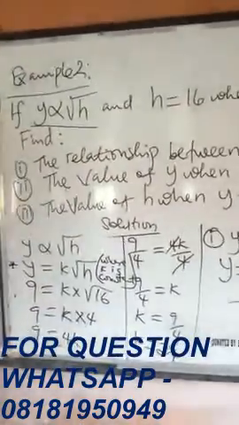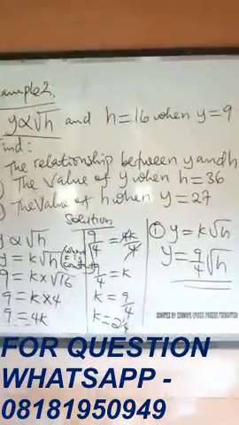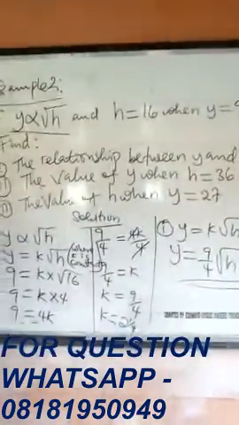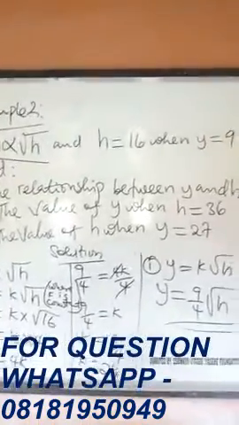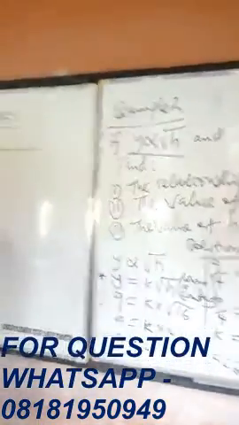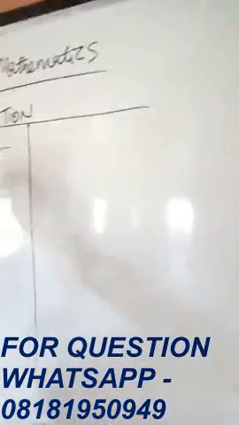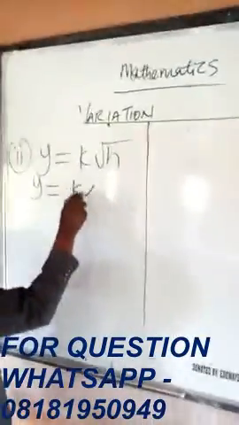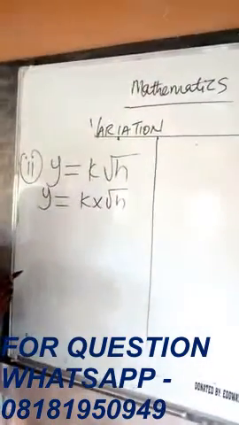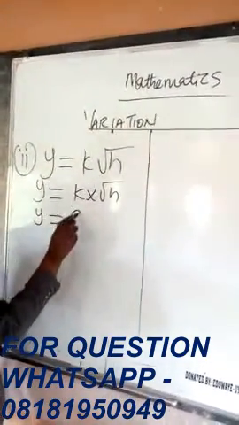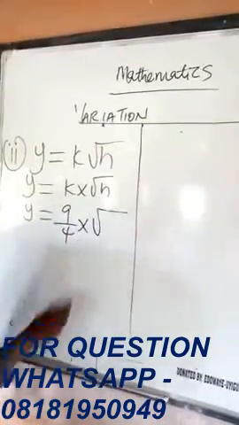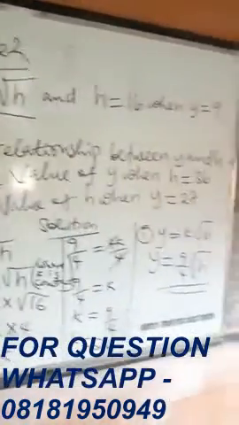In Roman figure 2, we are asked to find the value of y when h is 36. You put down your normal equation, y equals k square root of h. So your y, you know, means k times square root of h. Are you there, students? So your y will now be your k, which is 9 over 4, times square root of h, where h is 36. You put 36 here.